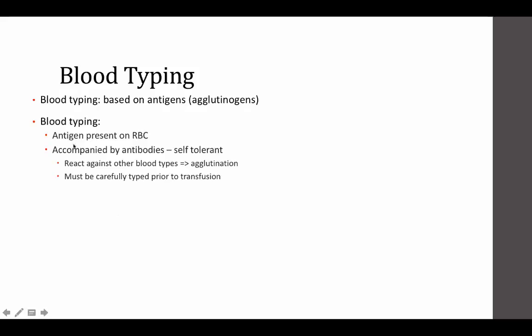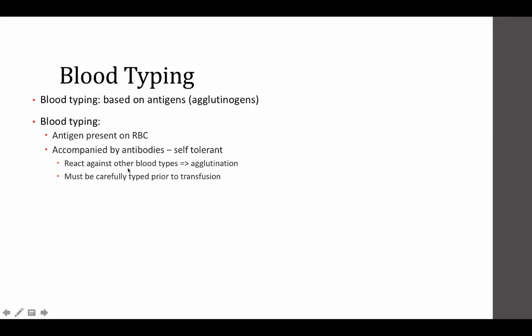So we have antigens present on the outside of red blood cells. Your blood has a particular type of red blood cell, and those red blood cells are accompanied by antibodies in the blood. Hopefully, those antibodies are self-tolerant, right? That means they aren't going to attack your own red blood cells. You don't want your antibodies in your bloodstream attacking your red blood cells, so they're self-tolerant.